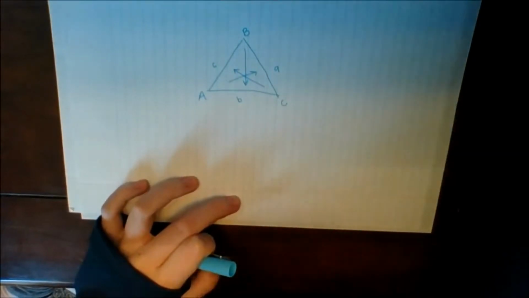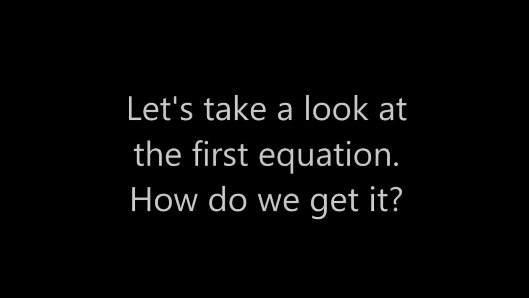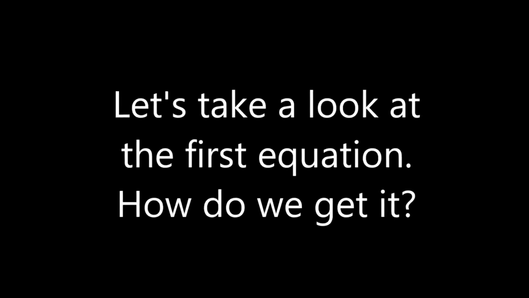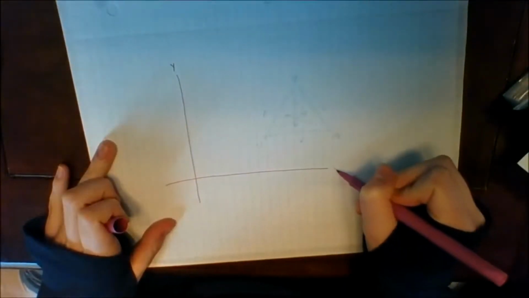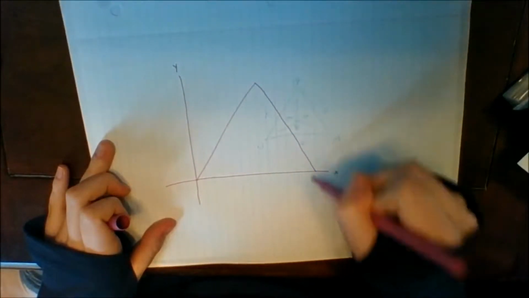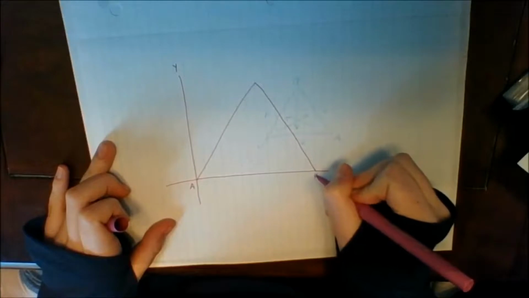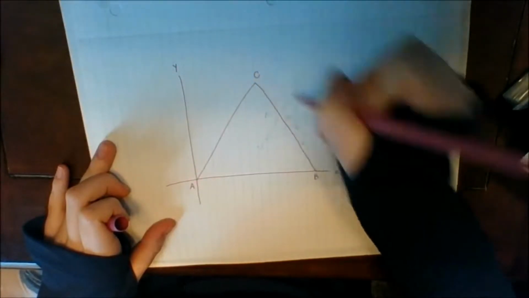To solve for the measures of each side or angle, we can use three equations. Let's take a look at the first equation. Because this is an extension of the Pythagorean theorem, we should know how we get this equation. Consider a coordinate plane and place triangle ABC on it with angle A at the origin and with side c along the positive x-axis.